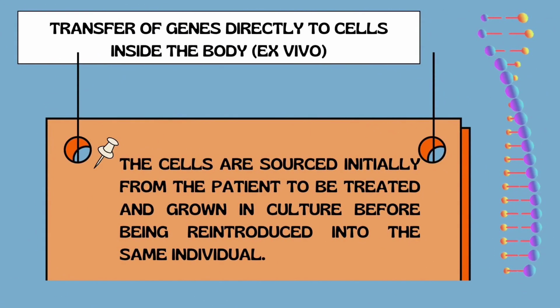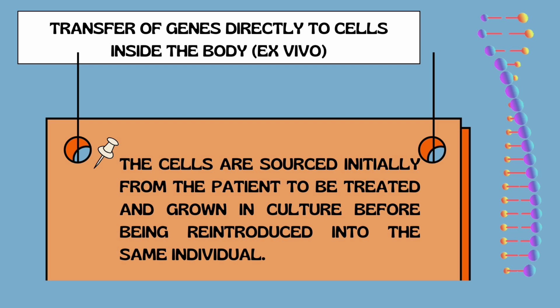The cells are sourced initially from the patient to be treated and grown in culture before being reintroduced into the same individual. So this method focuses on using cells that can be easily removed from the body, modified outside the body, and then reintroduced back into the patient. Examples include hematopoietic cells or blood-forming cells and skin cells. These cells can be genetically corrected in the lab, ensuring the changes are made precisely. Once reintroduced, these cells can successfully integrate and thrive within the patient's body. Potentially, it provides long-lasting therapeutic benefits, which is particularly useful for treating diseases affecting these specific cell types.